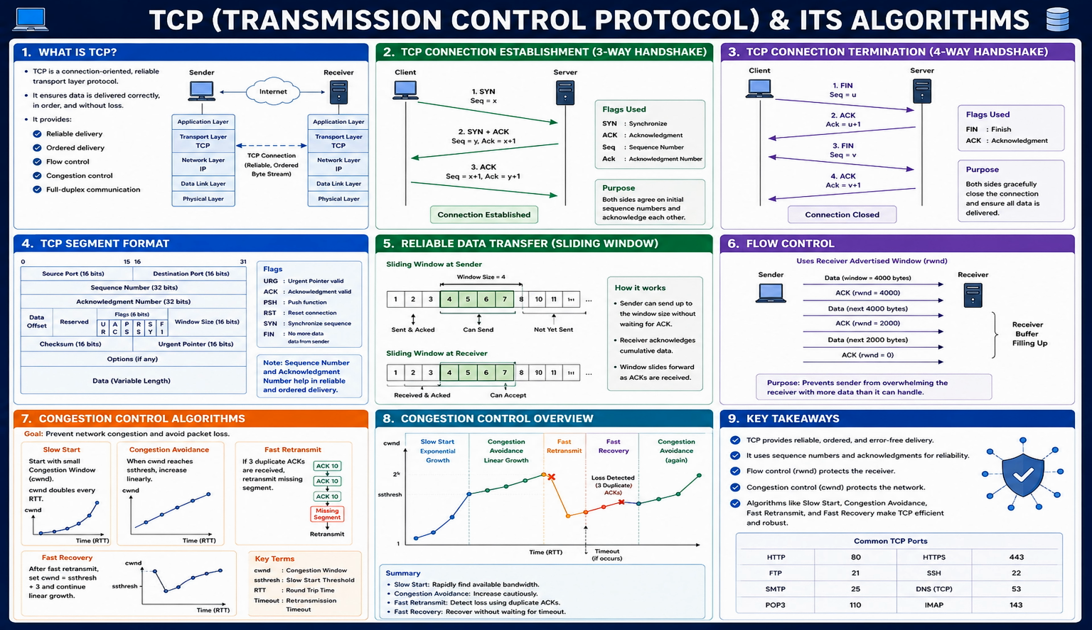Advantages include higher throughput, efficient bandwidth utilization, reduced idle time, and continuous data streaming. Sliding windows are fundamental for high-speed network communications.